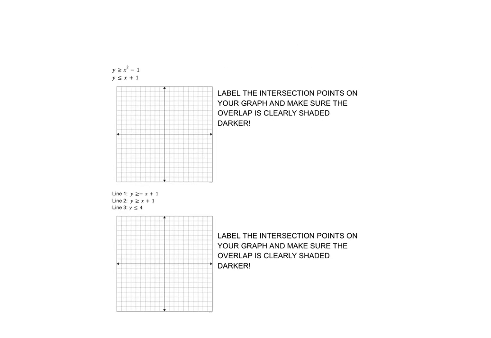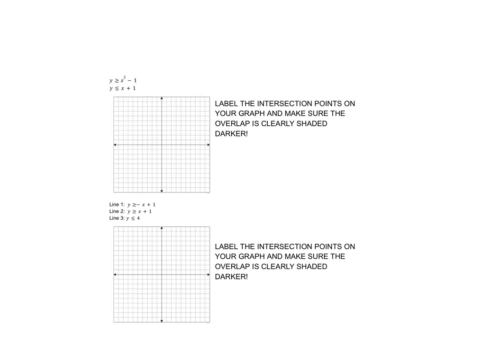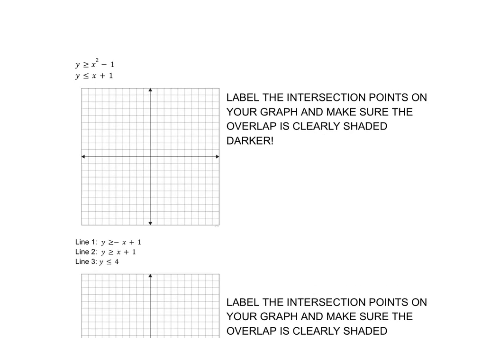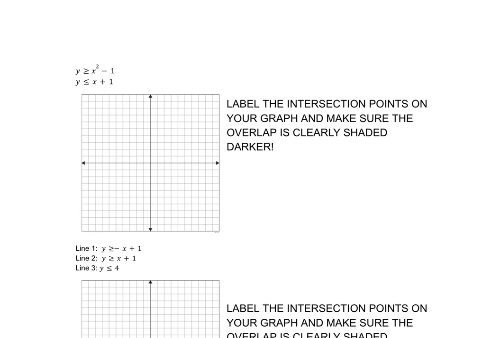And then last but not least, we got a quadratic and a line. So we're going to have a parabola with a line going through it. And then the last one has 3. You can do as many different graphs as you need, different inequalities on there. So we have y is greater than or equal to x squared minus 1. So we're going to be down 1.